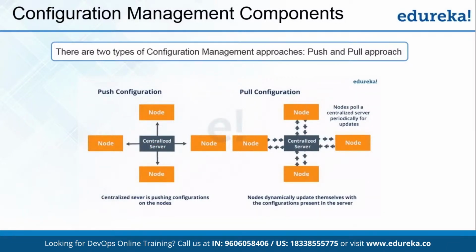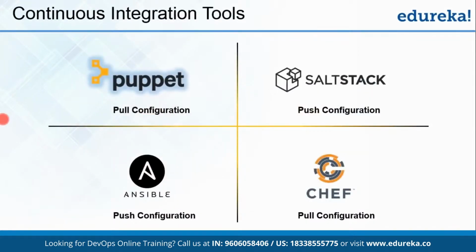Cool guys, so I'll move forward and we'll look at various configuration management tools. These are the 4 most widely adopted tools for configuration management. I've highlighted Puppet because in this session we are going to focus on Puppet and it uses pull configuration. SaltStack uses push configuration, so does Ansible. Chef also uses pull configuration. So Puppet and Chef use pull configuration, but Ansible and SaltStack use push configuration.